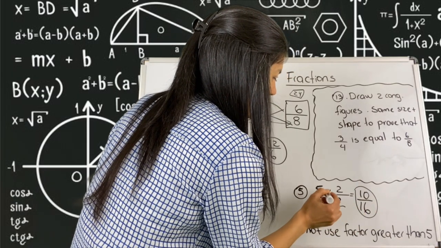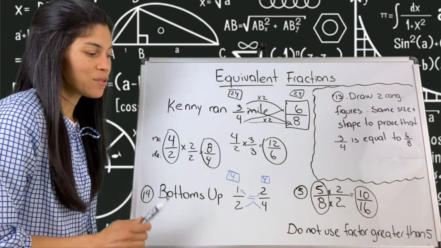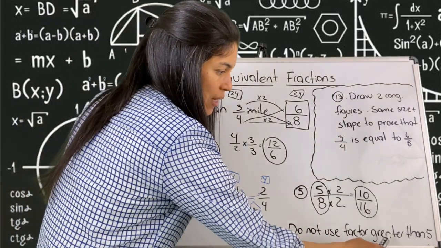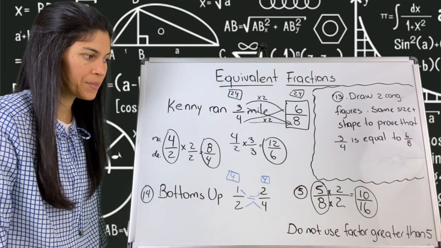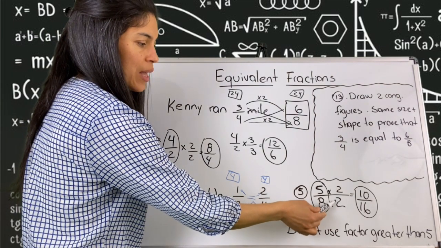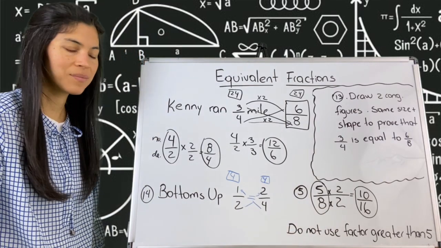10/16 is equivalent to 5/8. There is a reminder in your worksheet to not use factors greater than 5, just to make it more simple and easier for you. So use a low number to multiply by, but it's up to you.